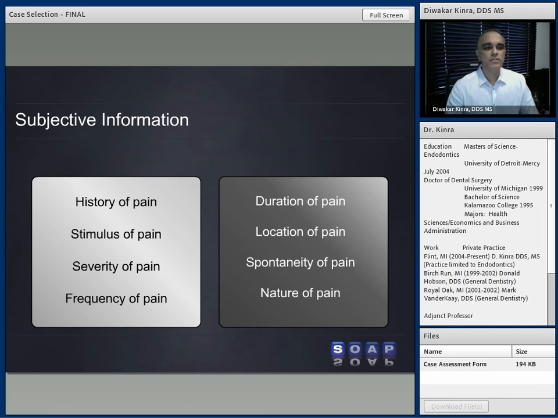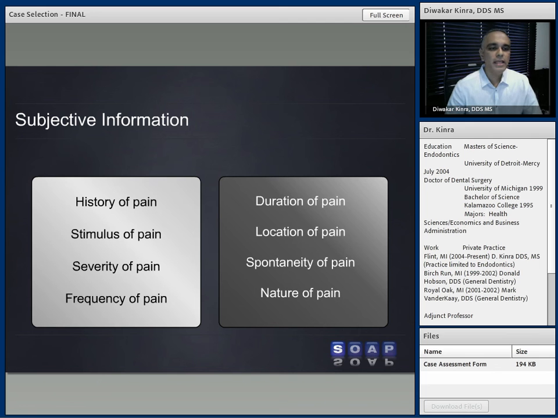Let's go into the subjective information. This is, again, the patient side of the story. This is our interview with the patient. These are the questions I want you to ask them so that you can come up with the information you're going to need to perform your objective information.